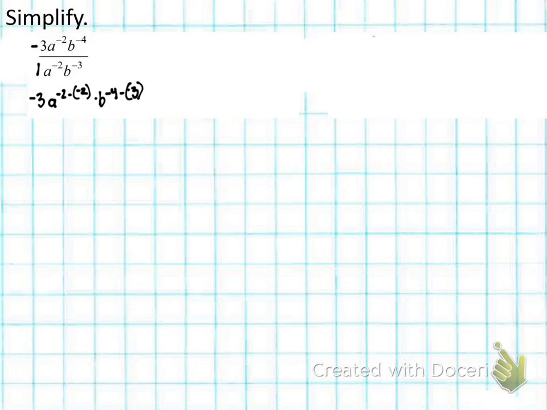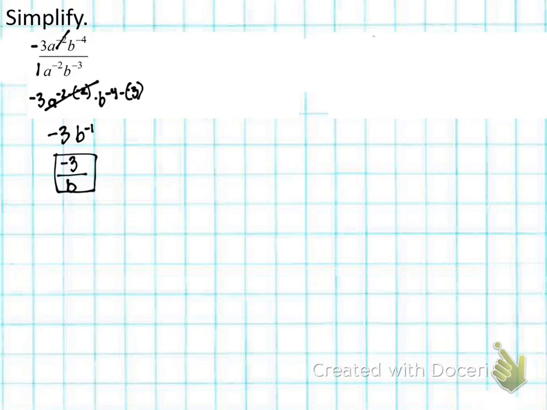Okay, so what's negative 2 minus negative 2? 0. So those cancel out. So we still have negative 3. And then what's negative 4 minus a negative 3? Negative 1. Okay, I can still simplify b to the negative first power. We don't like negative powers, so we would move that to the denominator. So your answer is going to be negative 3 over b to the first power, or just negative 3 over b.